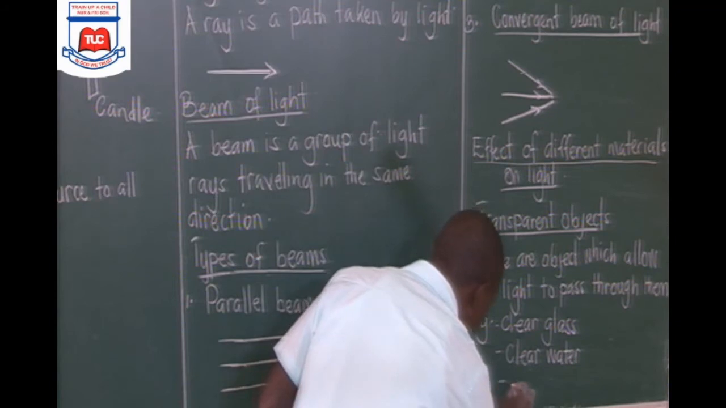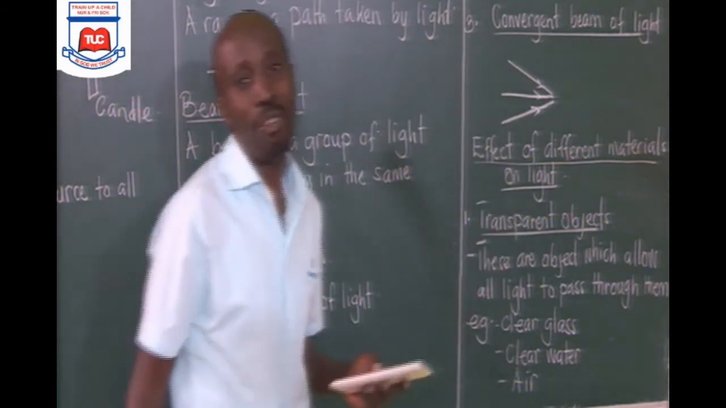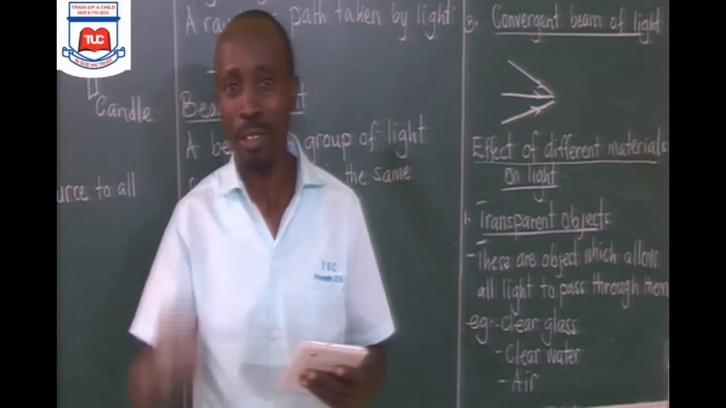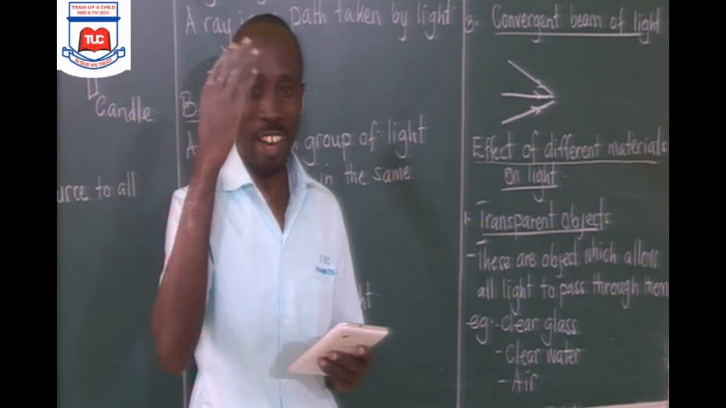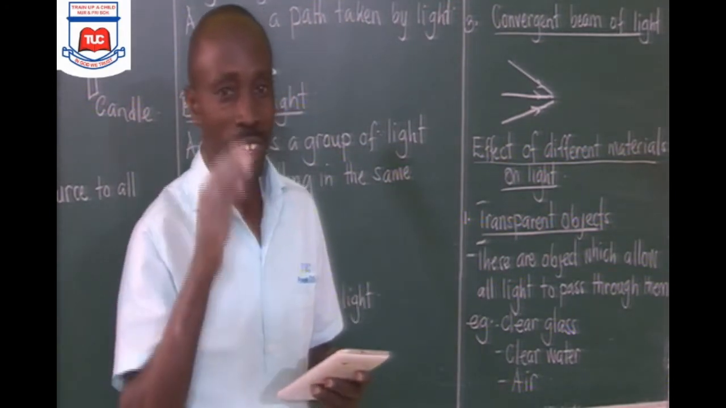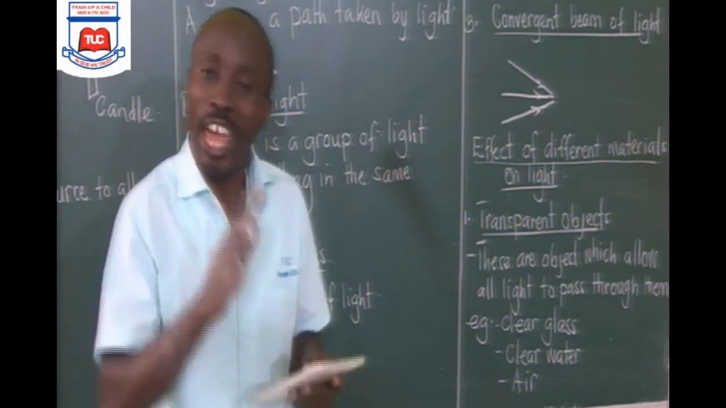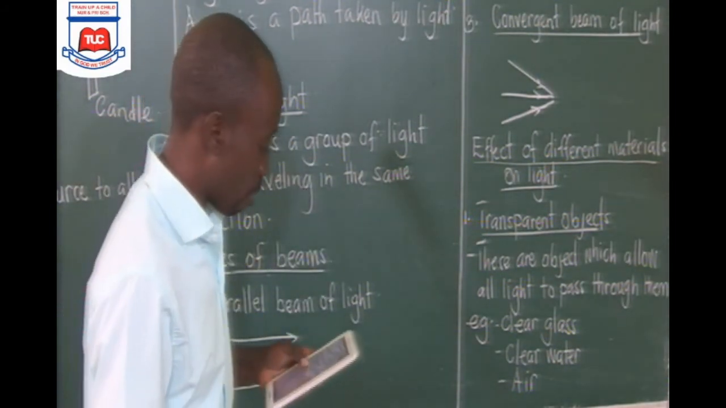We have the last as air. As I'm looking at the camera right now, between me and the camera there is air. And I can see the camera, the camera can also see me. That is possible because air is transparent. We can see through air, okay?